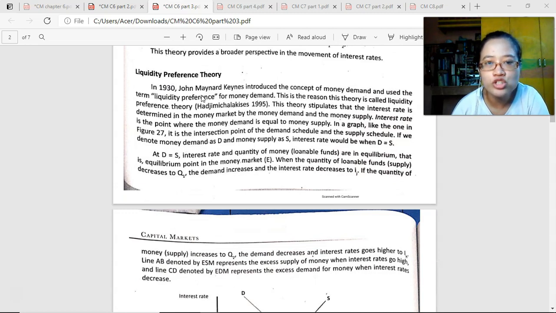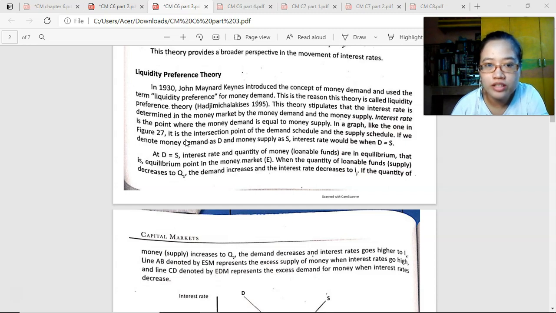In 1930, John Maynard Keynes introduced the concept of money demand and used the term liquidity preference for money demand. This is the reason this theory is called liquidity preference theory. It stipulates that the interest rate is determined in the money market by the money demand and the money supply. Interest rate is the point where the money demand is equal to the money supply.